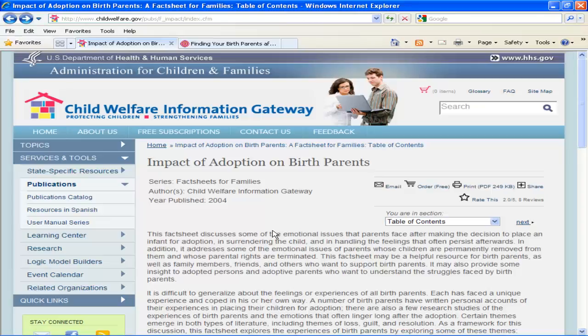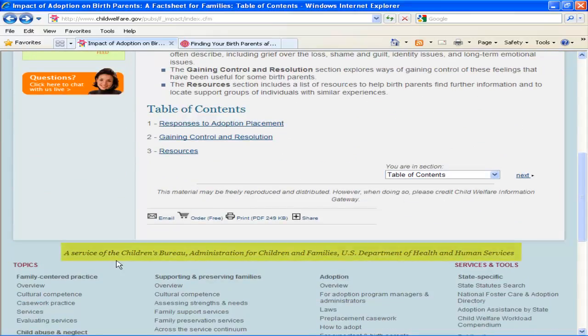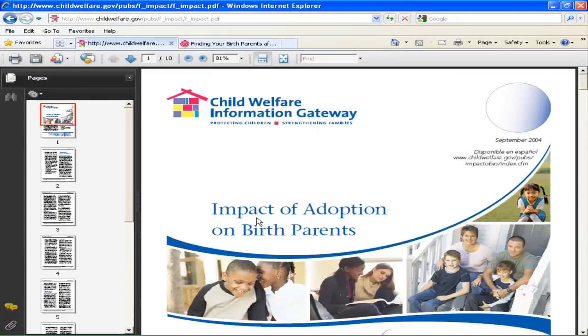Now, here is where the PDF is going to be helpful, because we want to cite the publisher information, who owns this larger website. At the top of the page, you can see that they say Administration for Children and Families, which is a part of the U.S. Department of Health and Human Services. At the bottom of this page, I can see that this is a service of the Children's Bureau, Administration for Children and Families, U.S. Department of Health and Human Services. And the PDF has even something different as well.